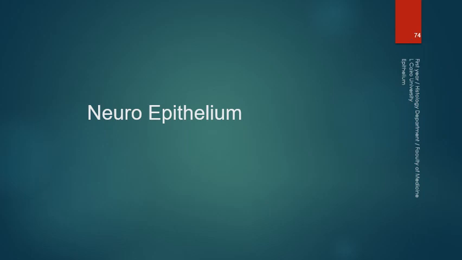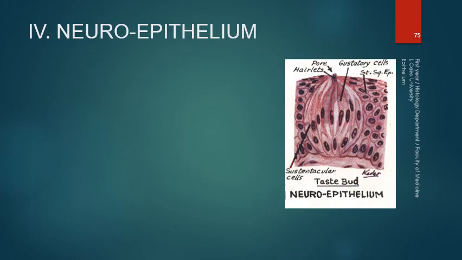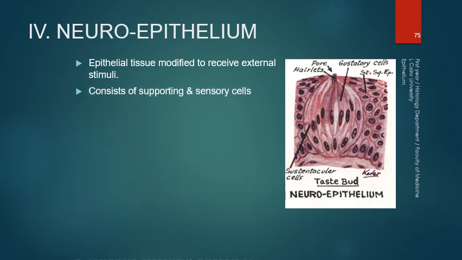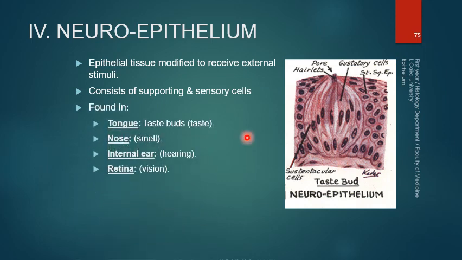What about the neuroepithelium? The epithelium is specialized to act as a receptor. Example, the taste bud that is present in the tongue, soft palate, and pharynx. The epithelial tissue is modified to receive external stimuli. The neuroepithelium consists of supporting cells and sensory cells. Found in the tongue as taste bud for taste, present in the nose for smell, present in the internal ear for hearing, and present in the retina for vision.